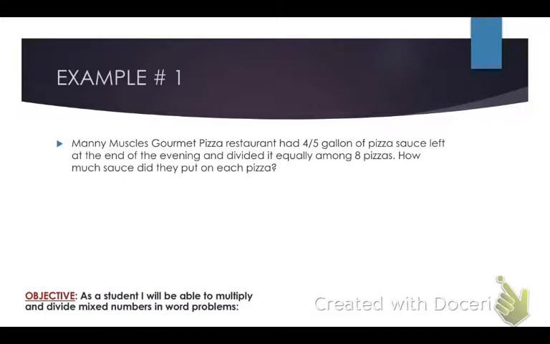Here's example number 1. It says Manny Muscle's Gourmet Pizza Restaurant had 4/5 gallon of pizza sauce left at the end of the evening and divided it equally among 8 pizzas. How much sauce did they put on each pizza? Now, I personally feel like this one's very easy. Okay, we do have some numbers. We've got 4/5 and we have 8. Those are our 2 numbers inside here.